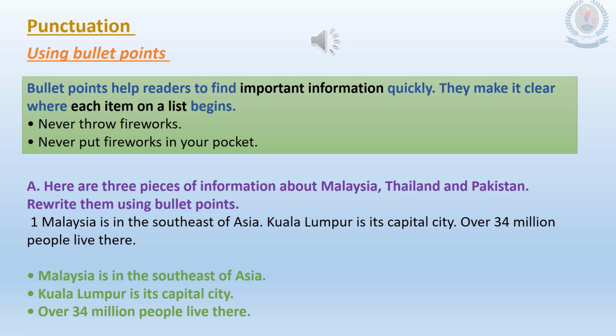First bullet point, Malaysia is in the southeast of Asia. Second point, Kuala Lumpur is its capital city. Third point, over 34 million people live there. So here you can find 3 bullet points. So you can find the information very quickly, and also it's very clear where each item begins on a list.